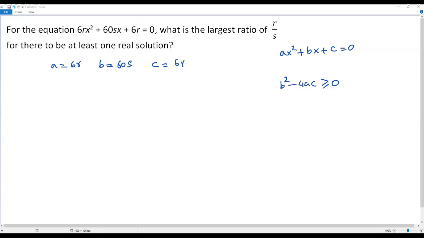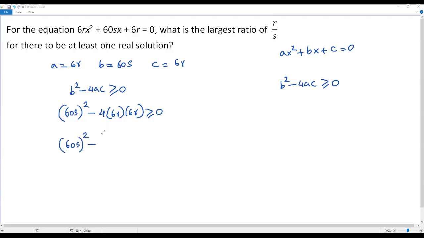Since there must be at least one real solution for this quadratic equation, the discriminant b² - 4ac must be greater than or equal to 0. For b, we plug in 60s. So (60s)² - 4 times, and the value of a is 6r. We plug in 6r for a, and for c we have the same 6r, so we plug in 6r for c, greater than or equal to 0. Okay, (60s)². Here this 4 can be written as 2 squared, and when we multiply 6r by itself, it can be written as (6r)², greater than or equal to 0.